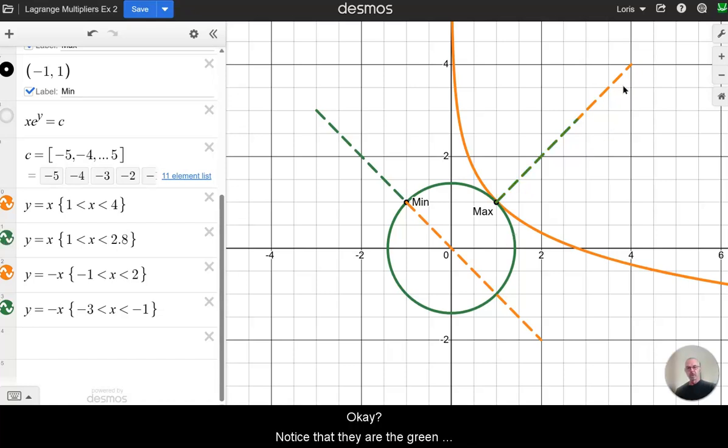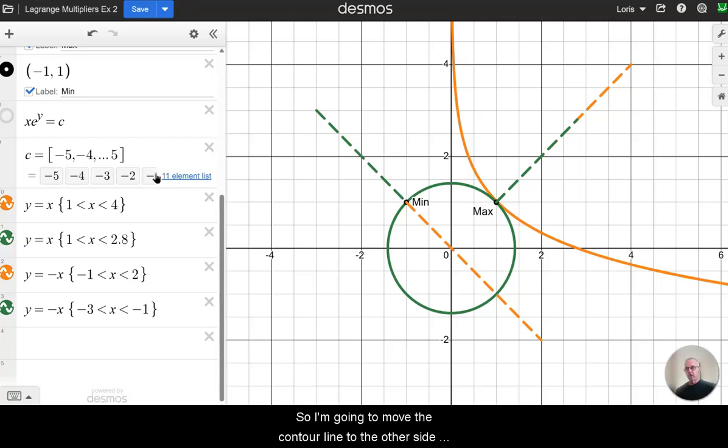Okay, notice that they are a constant. The green one is a constant multiple of the orange one. It's like smaller, right? And where the contour line of the master function f of xy is tangent to the contour line of the constraint function, you have this relationship between the two gradients.